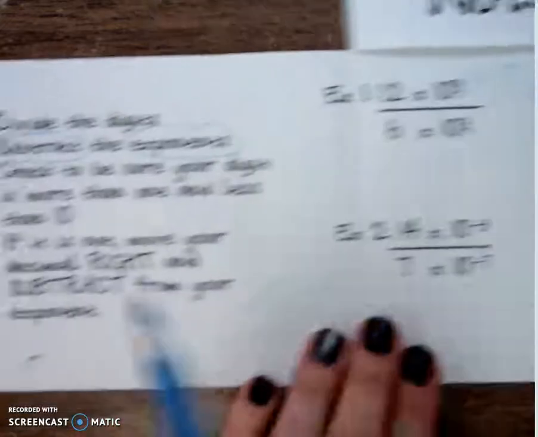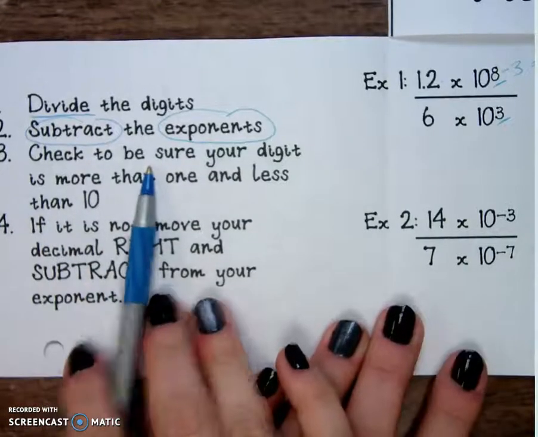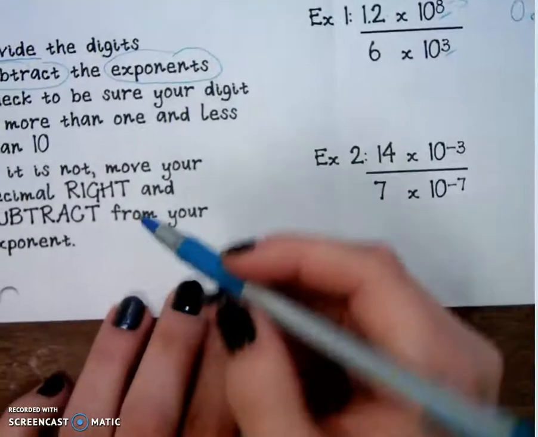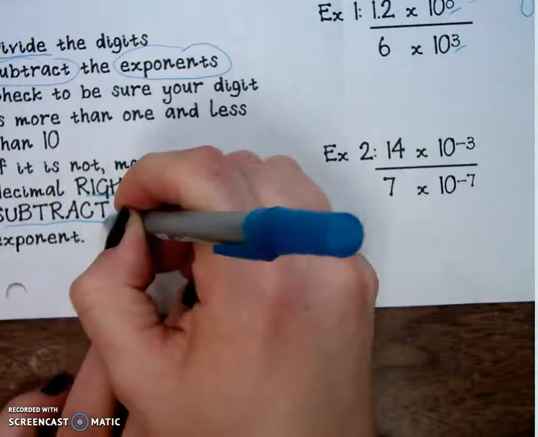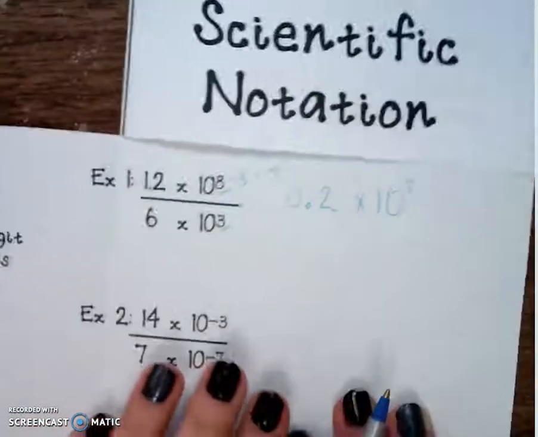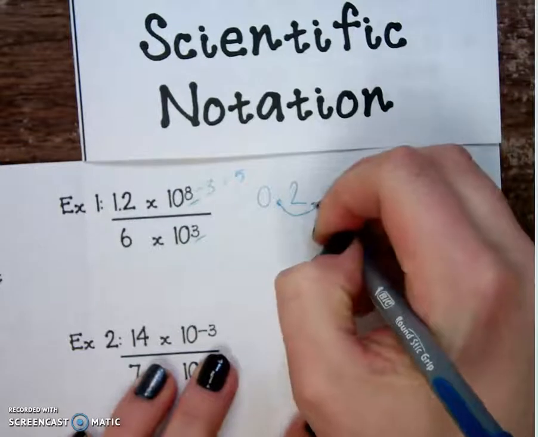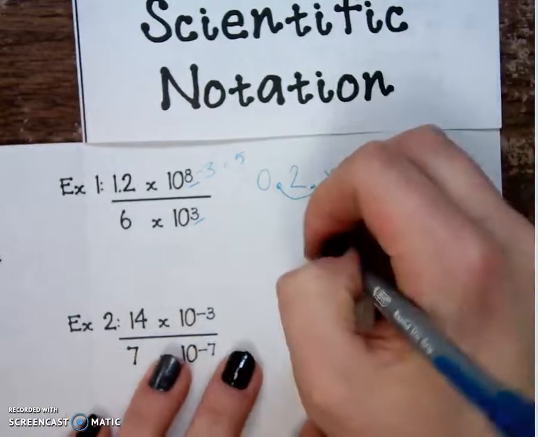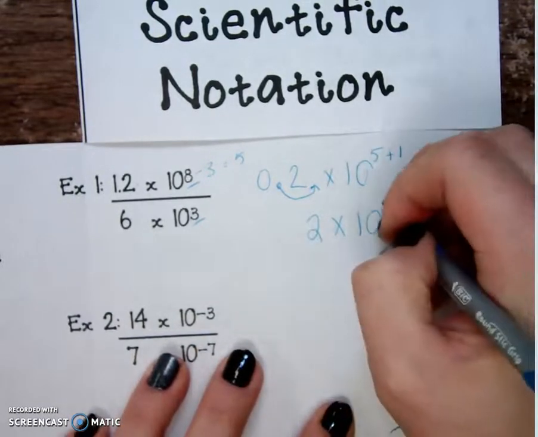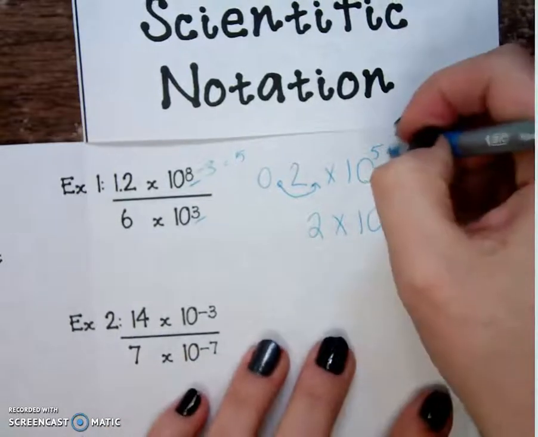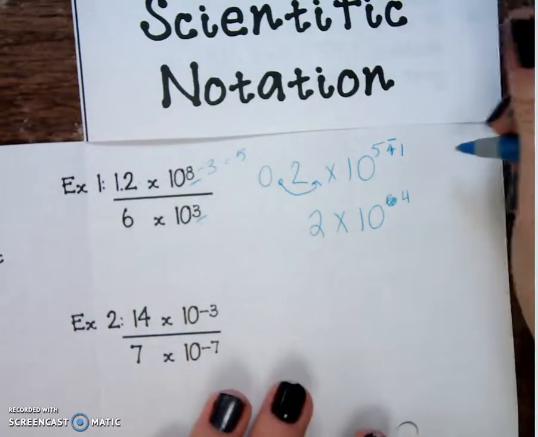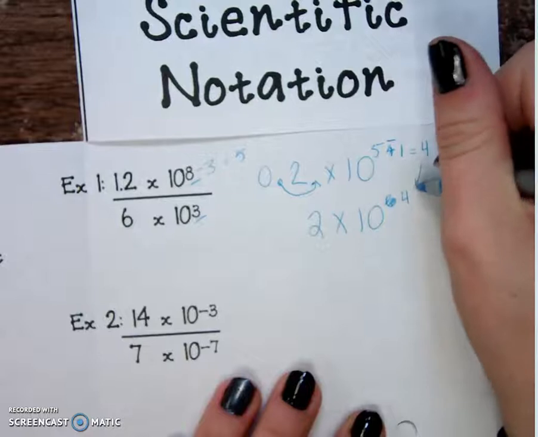Then you have to check, look at step 3. It says to see, is your digit between 1 and 10? It's not. This is smaller than 1. So then we need to move to the right and subtract from our exponent. We only need to move to the right one space, so I'm only going to subtract 1 from my exponent. Oh, I just said subtract, and I didn't subtract. 5 minus 1 was 4, so it should have been to the 4th power.